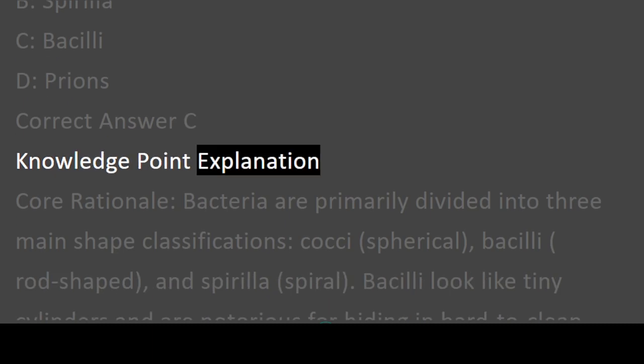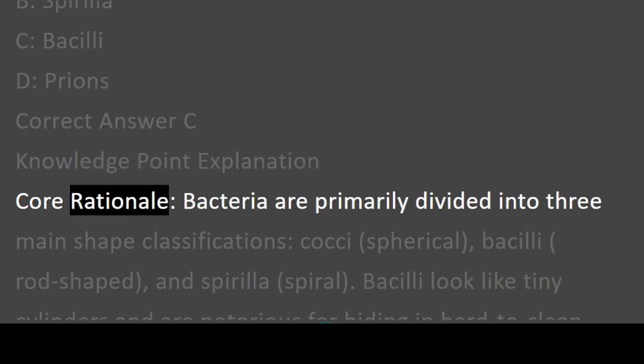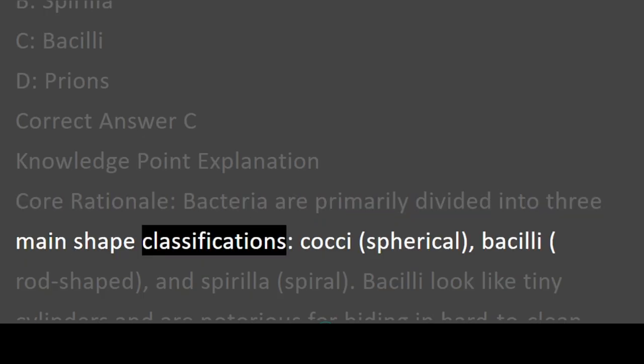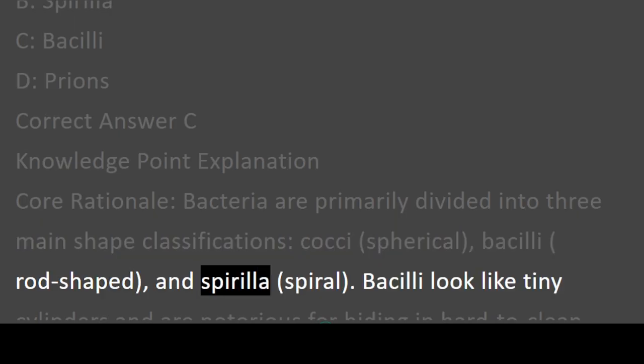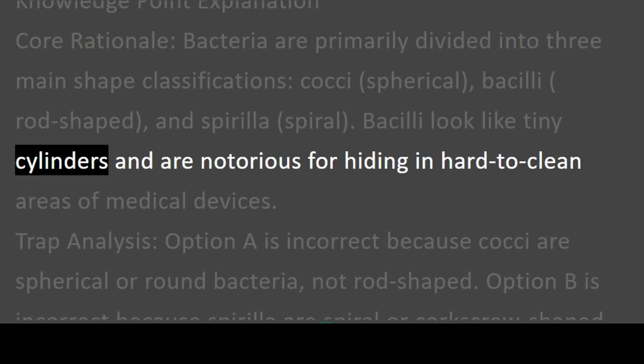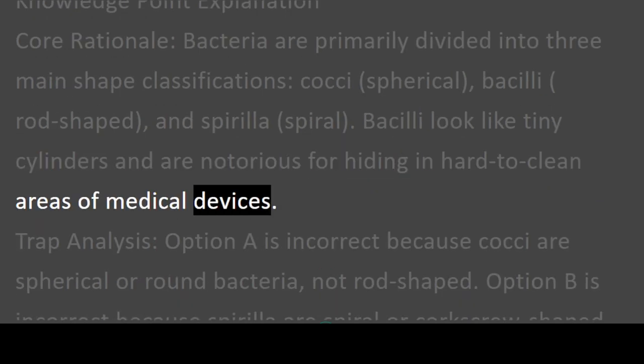Knowledge point explanation. Core rationale. Bacteria are primarily divided into 3 main shape classifications: cocci, spherical; bacilli, rod-shaped; and spirilla, spiral. Bacilli look like tiny cylinders and are notorious for hiding in hard-to-clean areas of medical devices.